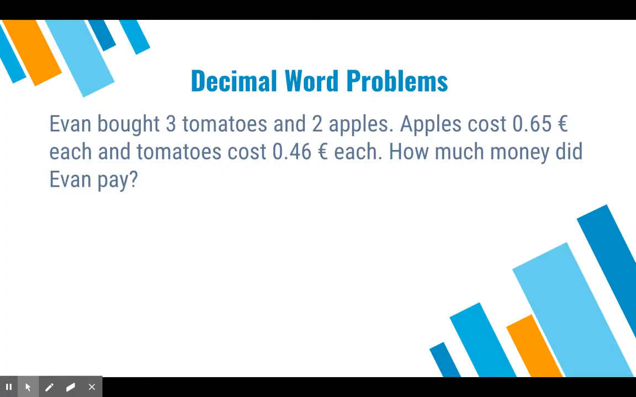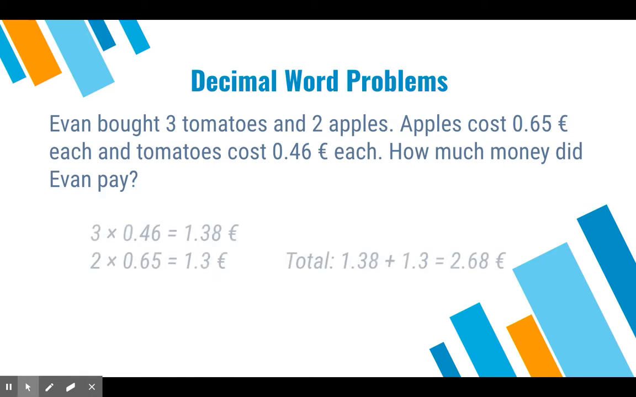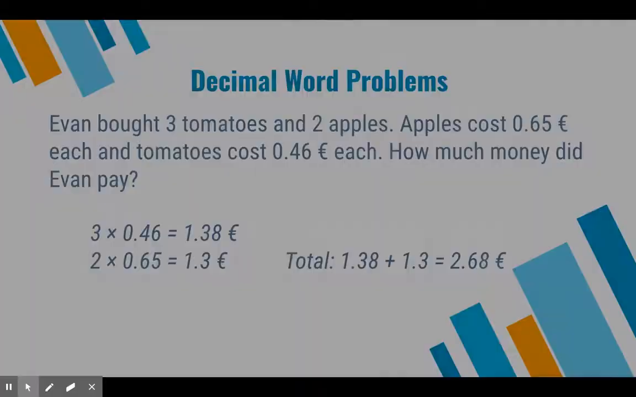So Evan bought 3 tomatoes and 2 apples. Apples cost 65 cents each and tomatoes cost 46 cents each. How much money did Evan pay? So here you would use multiplication. You have 3 tomatoes, 2 apples. You multiply their unit price by how many of each quantity you want. And then you add together the totals to get how much money he must pay. So when you hear total or how much, oftentimes there will be addition. Sometimes there will be multiplication if you're given the unit cost and you're buying multiple quantities of that unit.